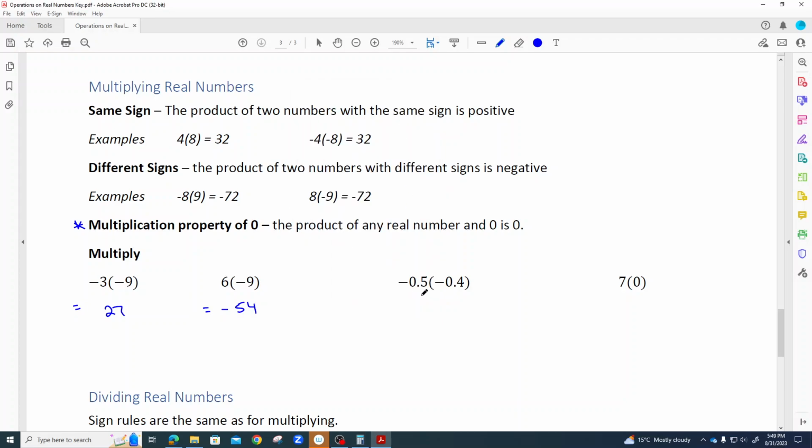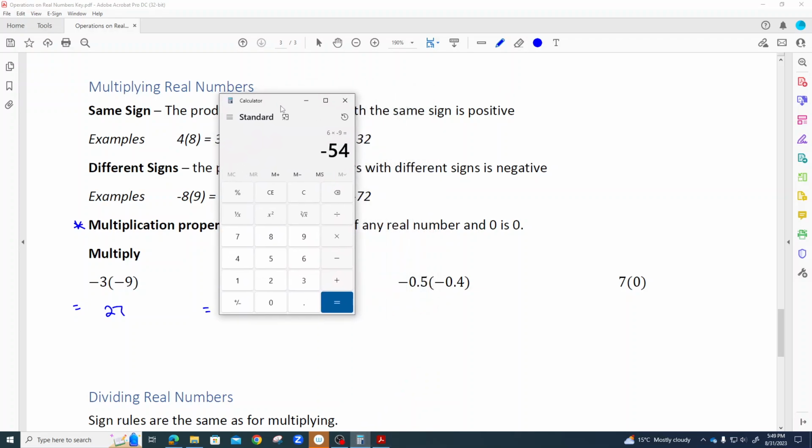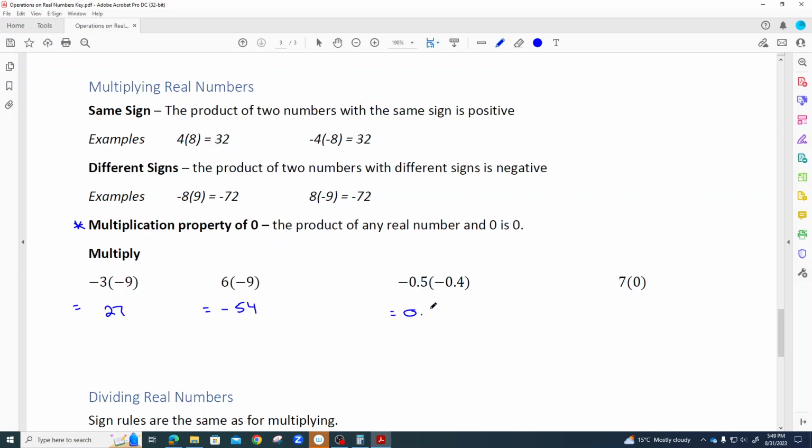If I'm going to do negative 0.5 times negative 0.4, I am horrible at multiplying decimals. I know there's a rule that if it's one decimal times one decimal, the answer will have two decimals. I never trust myself, so get used to using a calculator. 0.5 negative times 0.4 negative equals, it comes out positive. So a negative times a negative is a positive. 0.4 times 0.5 is 0.2. Lastly, 7 times 0, anything times 0 is 0.